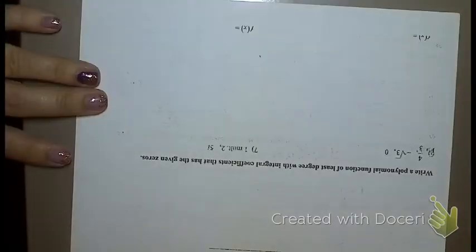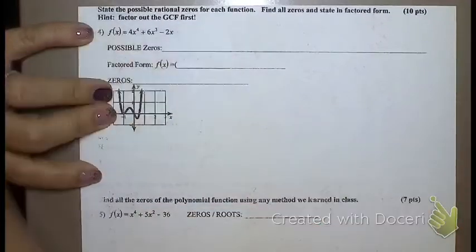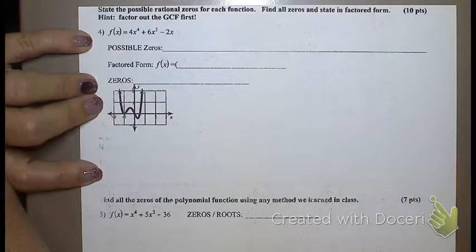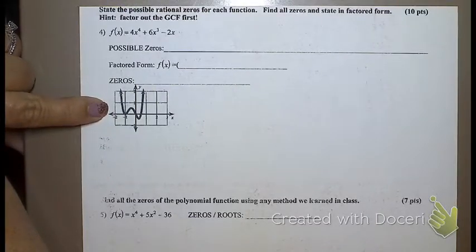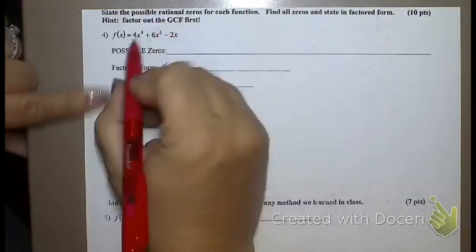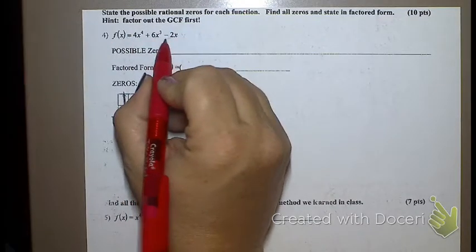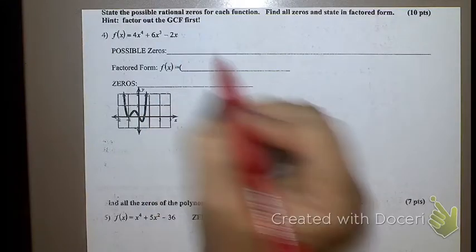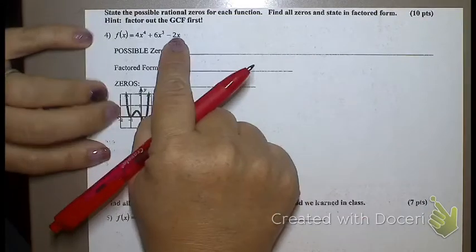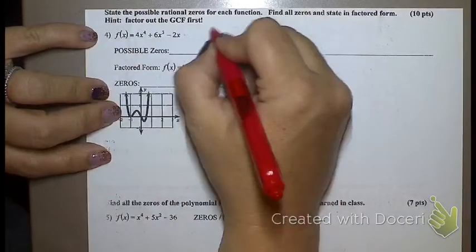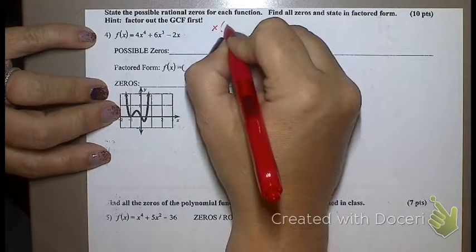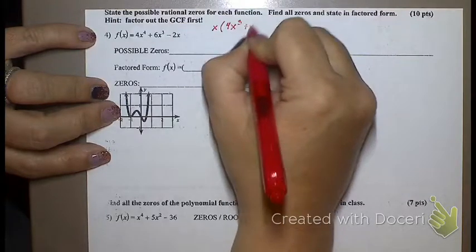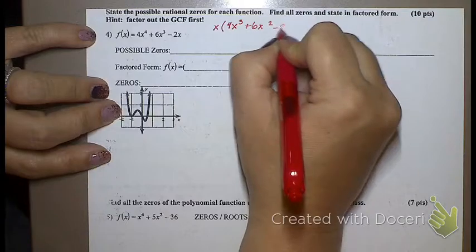Awesome. Oop, upside down. Number 4, state the possible rational zeros, then find all zeros and state it in factored form. This one, we've provided a graph. Now, I got a little confused here when I first looked at this because of why. I can't come up with my list of possible zeros if there's no constant. Notice there's no constant. How do I get a constant? I have to factor out an x. So that gives me x times 4x to the third plus 6x to the second minus 2.